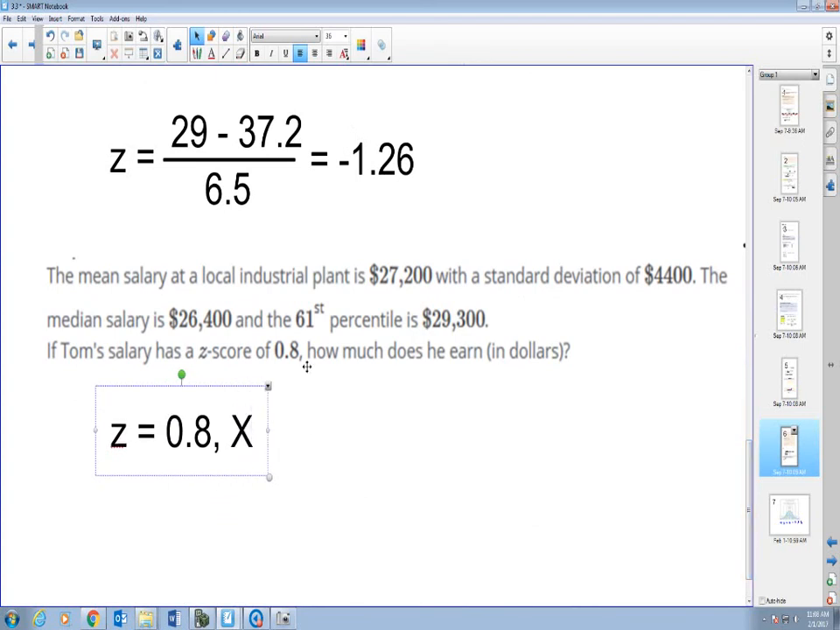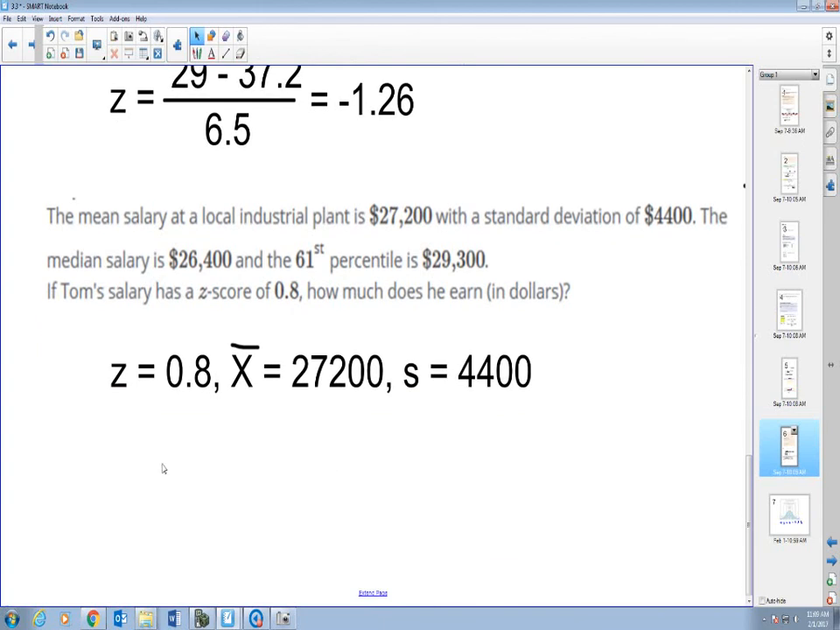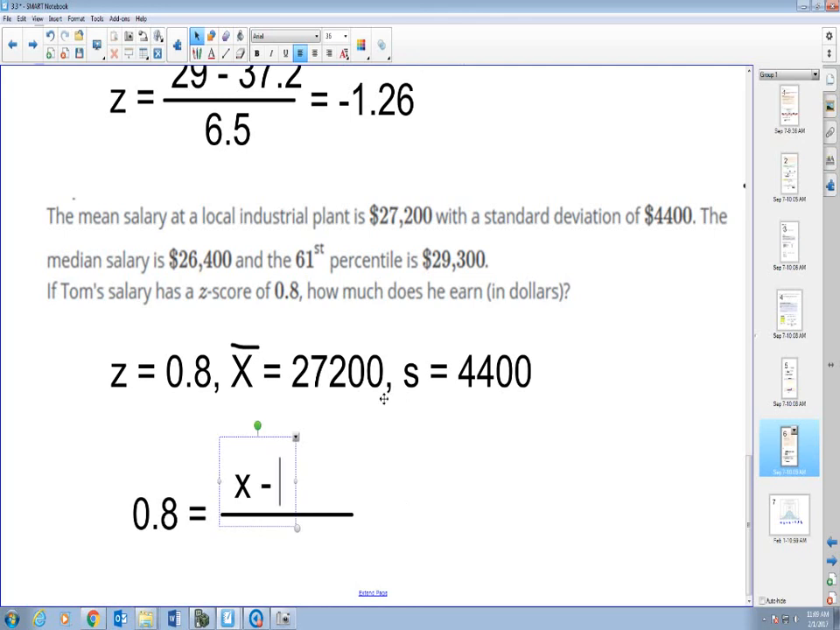So I need my mean and my sample standard deviation. My X bar is equal to my mean, 27,200. My sample standard deviation S is 4,400. So if we just plug into the formula, this is going to be 0.8 equals my X, I don't know, Tom's salary, I don't know, minus the mean, 27,200, and divided by my standard deviation.